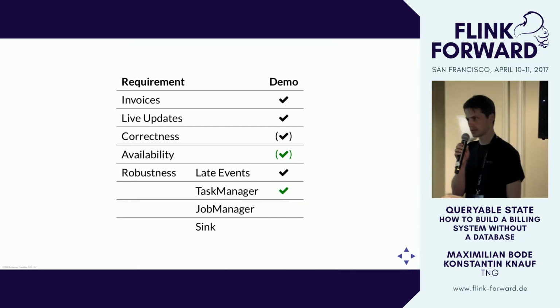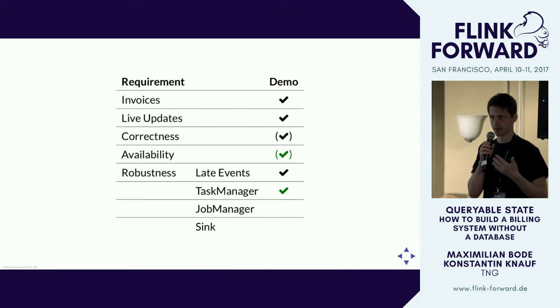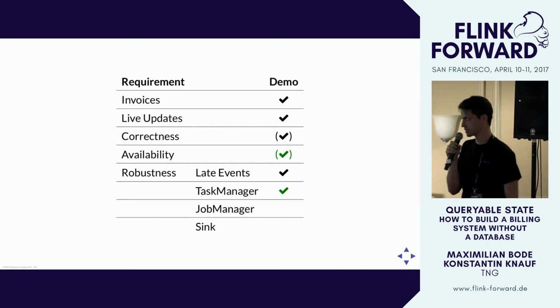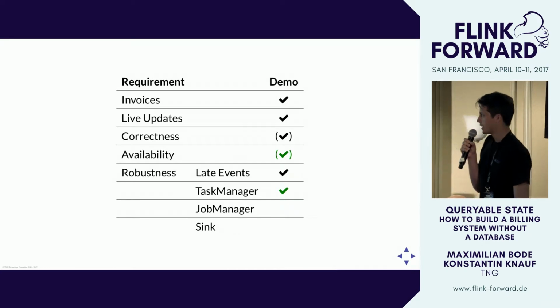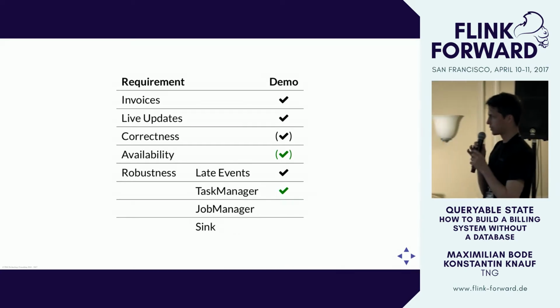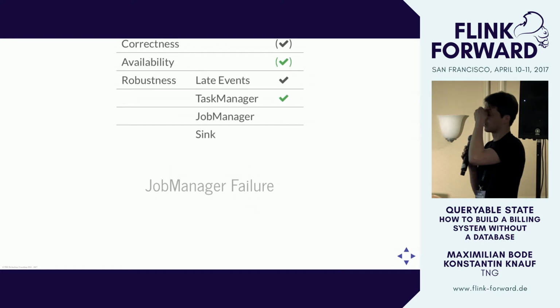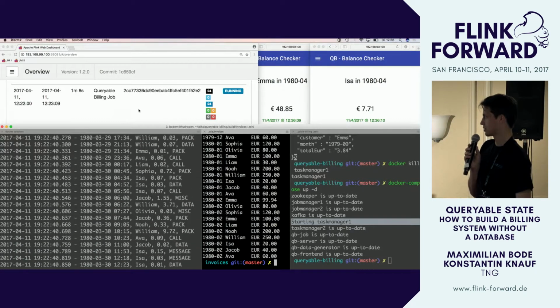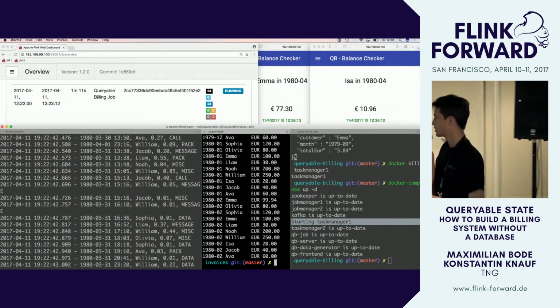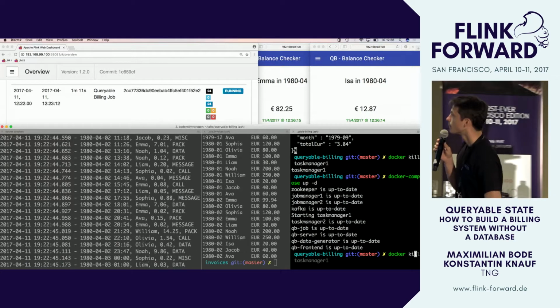Availability is somewhat compromised. So as long as your job is not running, you won't get any answers from the queryable state servers or the key value state servers. Okay, let's look at job manager failures. I will talk about availability at the end, a little bit longer. So let's just kill the job manager, which is actually the active one. True. Yeah, okay.